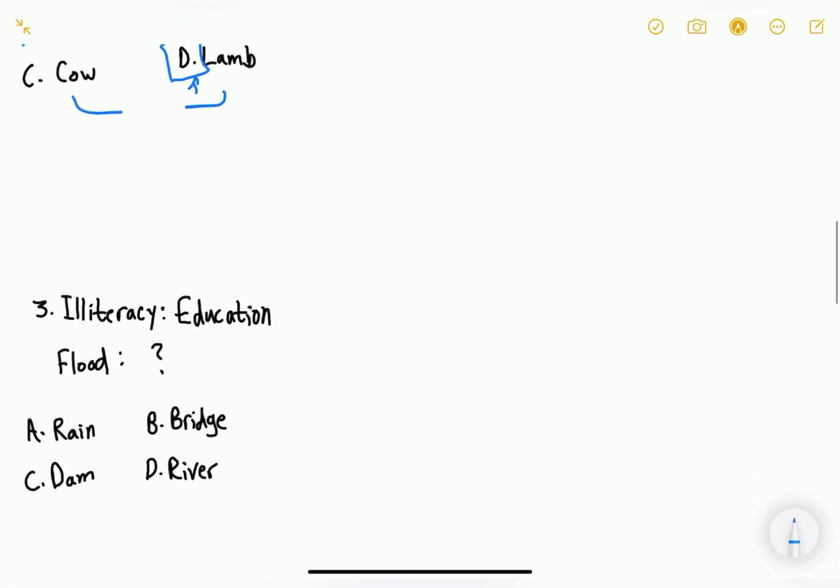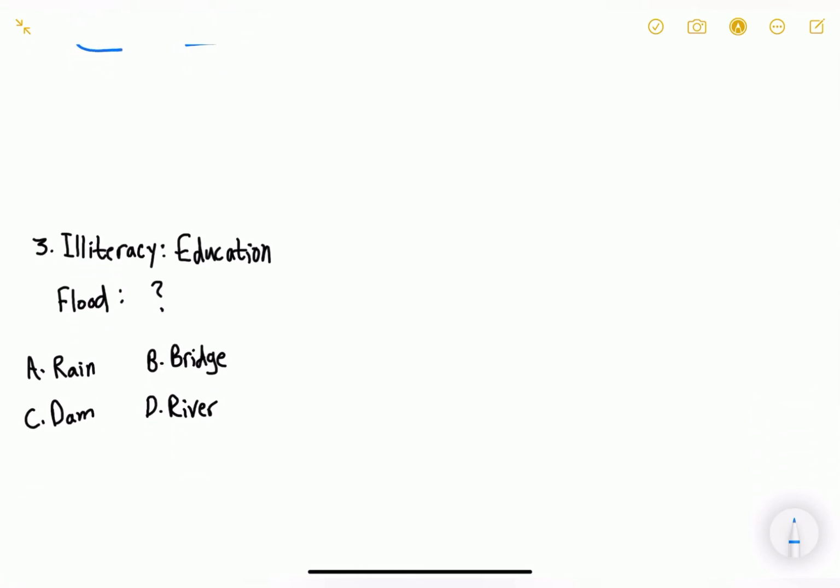Okay, let's move on to question number 3. Illiteracy, education, flood, question mark. What is illiteracy? Illiteracy is the lack of knowing how to read and write, like lack of knowledge. So the opposite of illiteracy is education. Flood, what's the opposite of flood? Well, in this case, we're not looking for the opposite of flood. We're looking for something that blocks the other thing. So since education blocks illiteracy, what does the flood block?